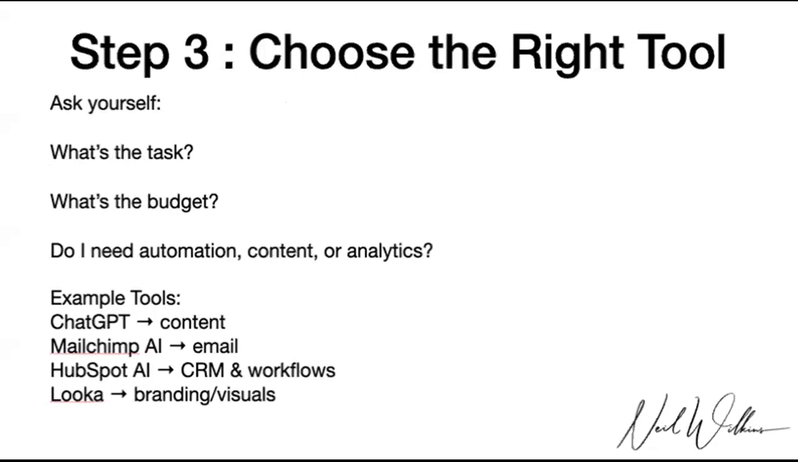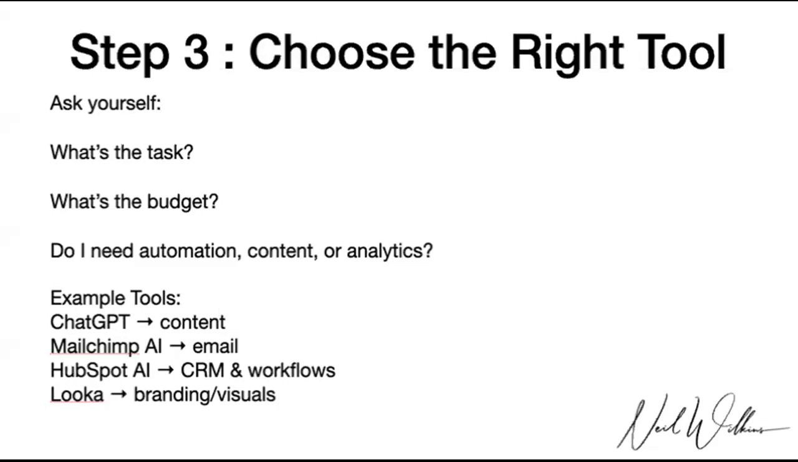And once you've done that, then you're probably in a good position to be able to choose the right tool. So step 3 is choosing the right tool and asking yourself, what is the task that I want the AI tool to do? And what's the budget here? And do I need automation, content, or analytics? What do I really want at this stage of the process, at this stage of my project, at this stage of rolling out the right kind of assistance and help?